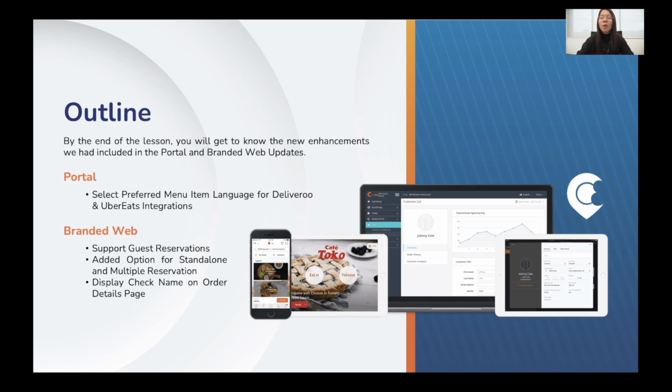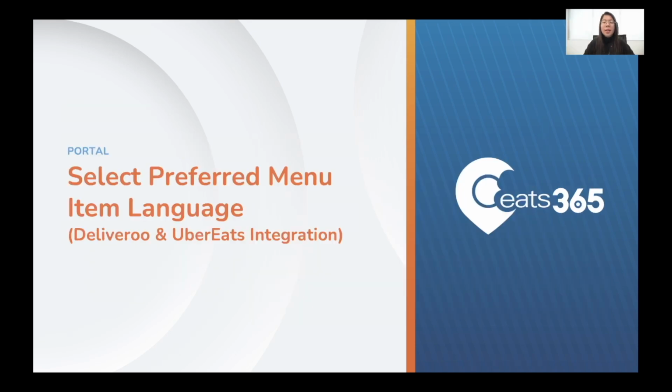And now, without further ado, let's dive into the update of the Merchant Portal. If you are specifically interested in the Branded Web Updates, you can also refer to the timestamp below to skip ahead to that section. The first update we have made for Portal enhancement is the ability to select your preferred menu item language to be shown on UberEats or Deliveroo platform.